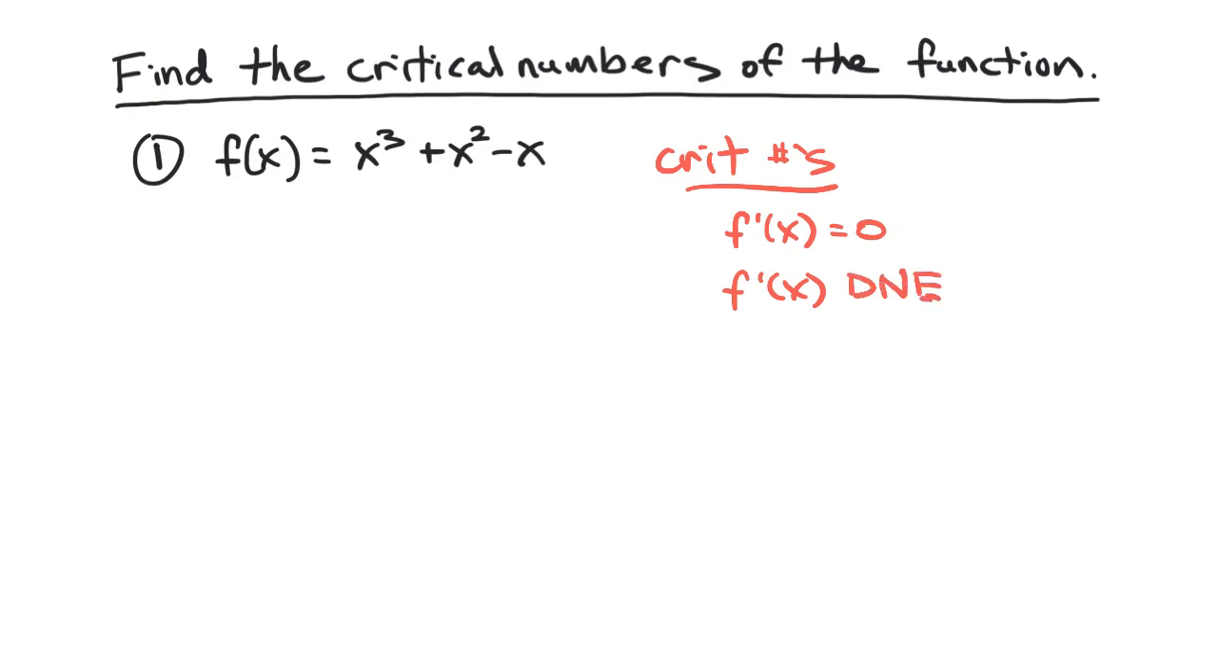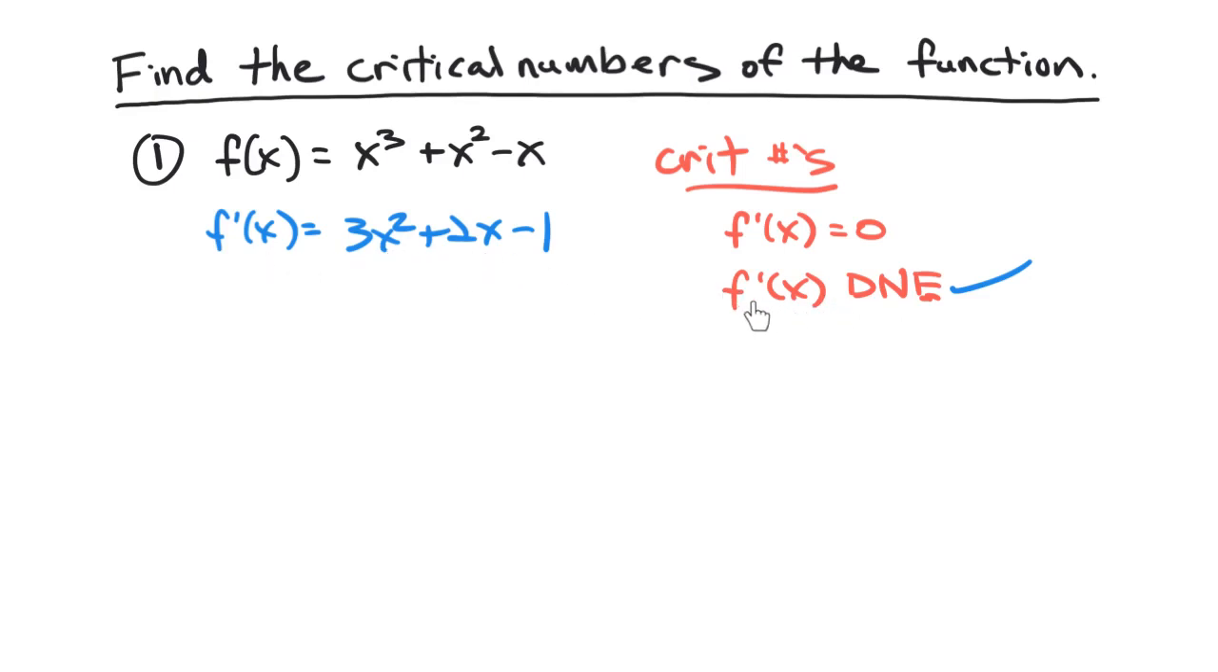So whenever we are asked to find a critical number, we need to figure out where the derivative is 0 or where the derivative does not exist. So going back over to this problem, we could say, well, f prime of x equals 3x squared plus 2x minus 1. As far as the derivative not existing, it exists everywhere. That's a polynomial. So that derivative will exist everywhere.